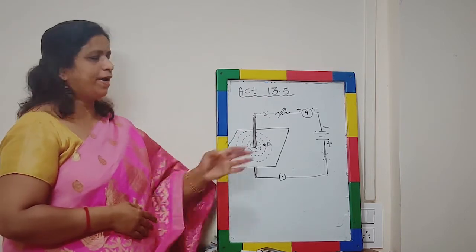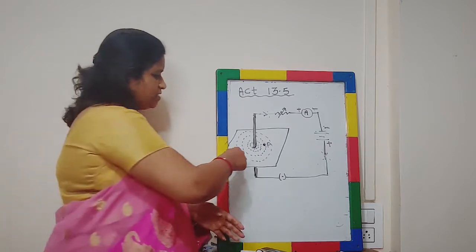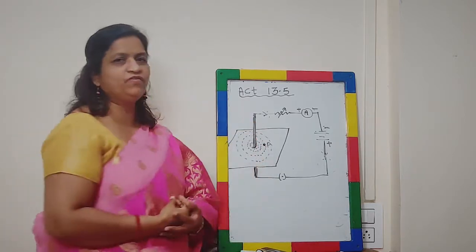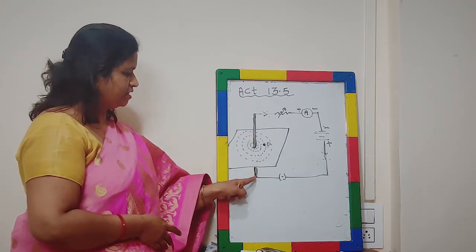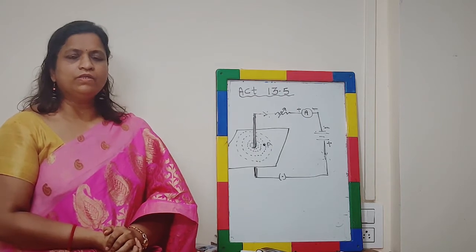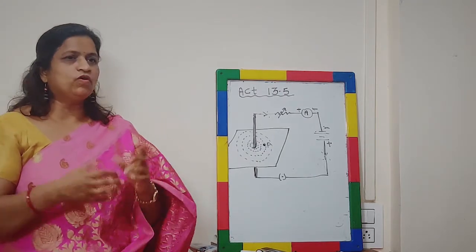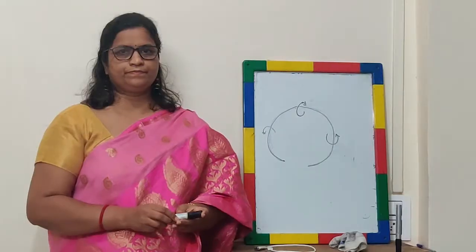So in these 2 activities we discussed 3 different points, and we also observed how magnetic field lines can be generated around a straight conductor. This conductor, or this wire, is a straight one. Now in the next activity we will see what will happen if this wire is not a straight one.